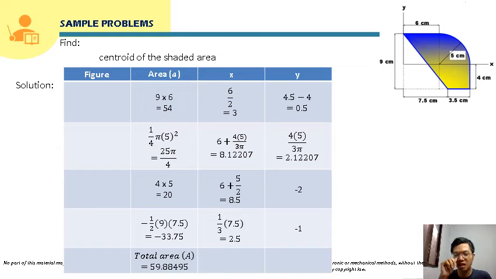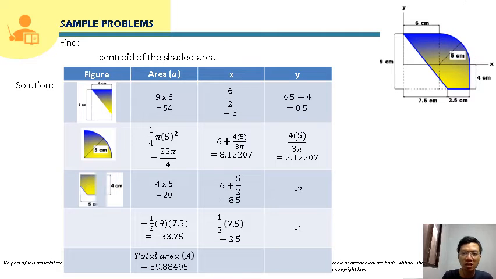Okay, so we will construct a table here. This will be the rectangle. Its dimension is 6 centimeter and 9 centimeter. Also for the quarter circle, this is 5 centimeter in radius. Also for this rectangle, so this is also a rectangle, right? Its dimension is 4 centimeter, and this side is 5 centimeter. Okay, so that will be the dimension.